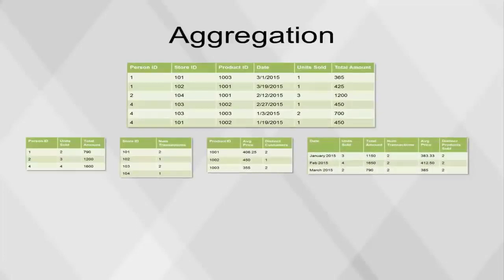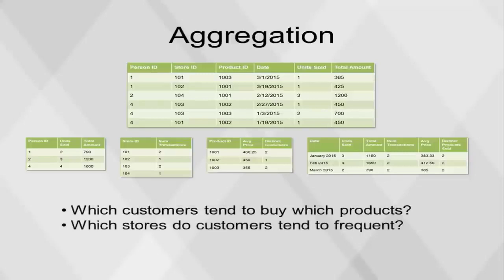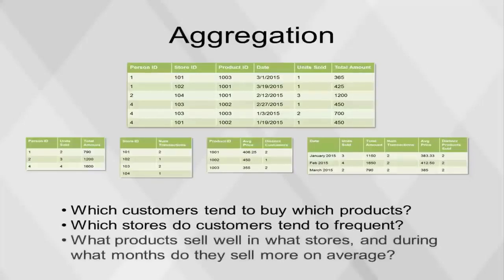Example questions that can be answered using the example transaction dataset include, which customers tend to buy which products? Which stores do customers tend to frequent? What products sell well in what stores? And during what months do they sell more on average?